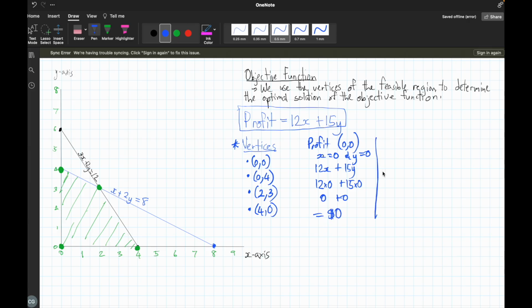Alright, so let's try the next one. Profit again, but this time for 0, 4. For the same equation, x is equal to 0 and y is equal to 4. So 12x plus 15y becomes 12 times 0 plus 15 times 4. 12 times 0 is 0, plus 15 times 4, which is 60. So we end up with $60. Let's see what you would get if you do the other two. Then we'll know which one is the optimum solution.